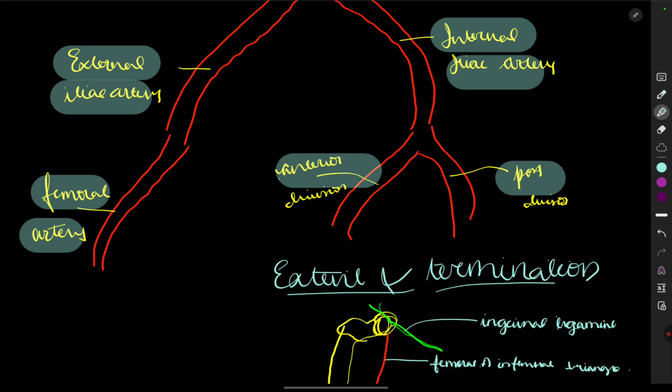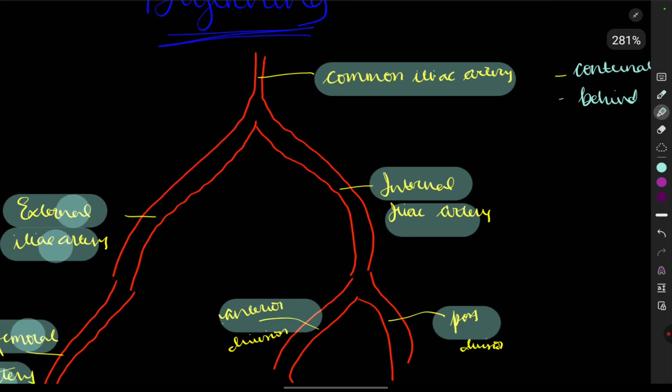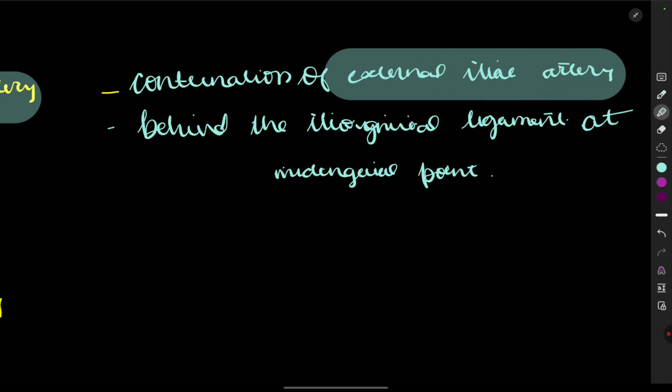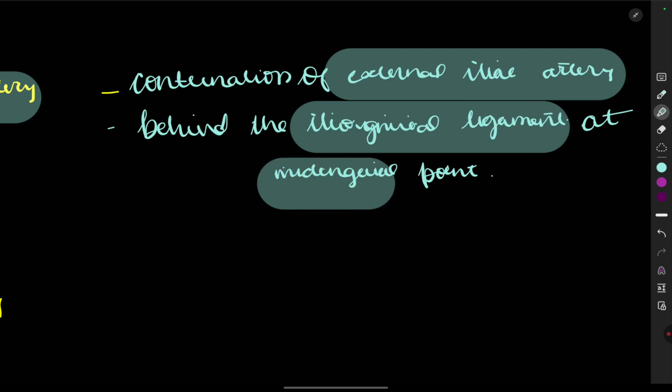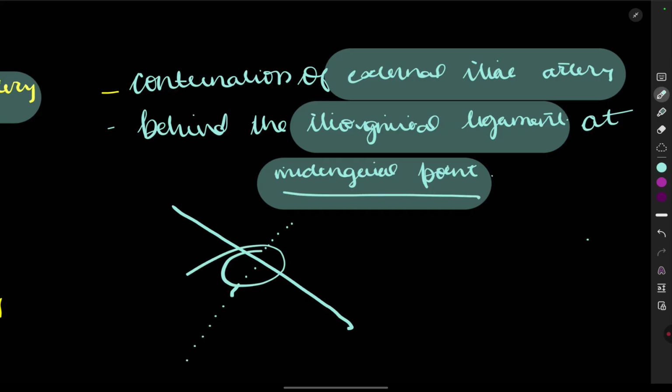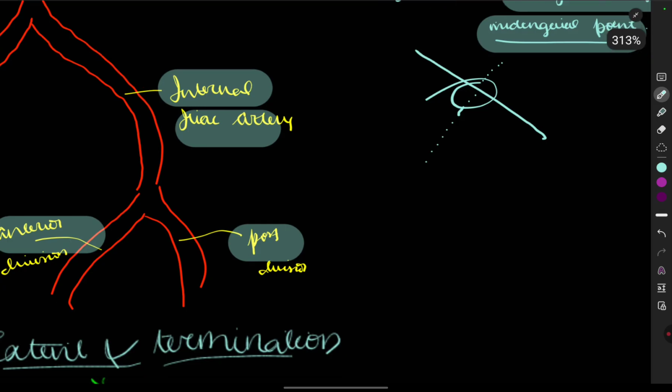So see, this is the external iliac artery and then it continues as the femoral artery. The beginning is the continuation of the external iliac artery. It arises from behind the inguinal ligament at the mid-inguinal point. So this is the inguinal ligament, and it begins from behind this, at the mid-inguinal point. So this is the beginning of the femoral artery.